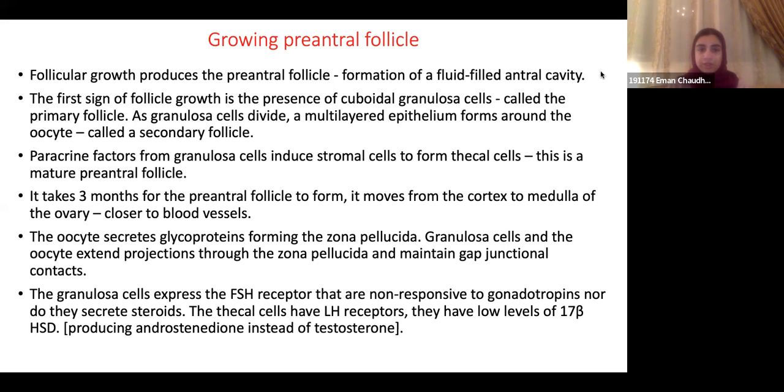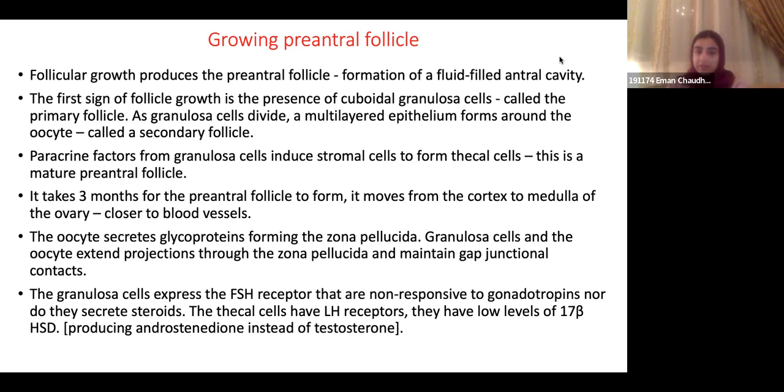Now, why this is important is because this has gap junctions, so that allows for different nutrients to enter and exit. And also the granulosa cells express the FSH receptors, okay? Now, these FSH receptors are obviously responding to FSH that is coming from the pituitary. What that does is it allows for production of androstenedione, and then into estrogen, okay?